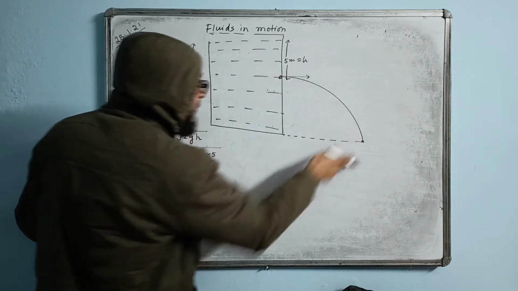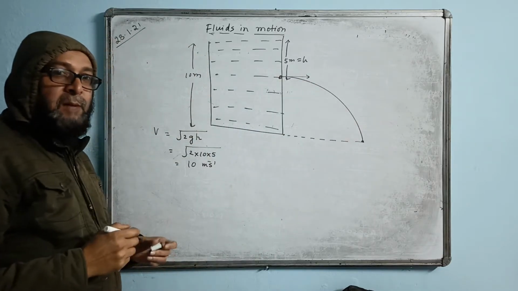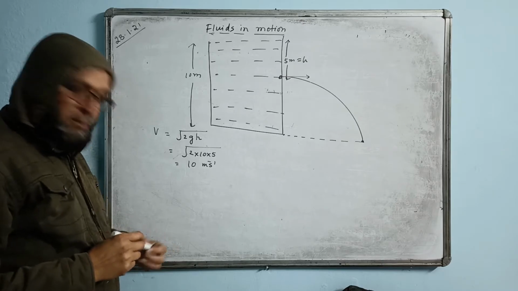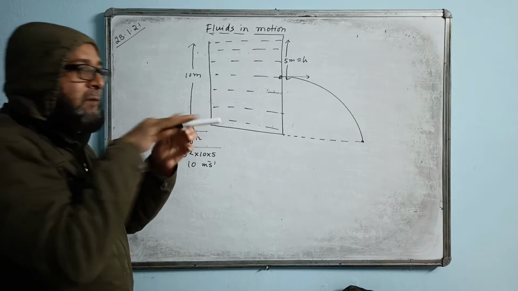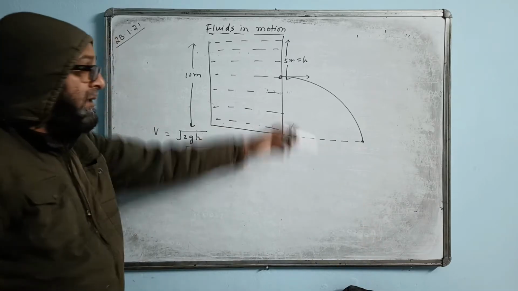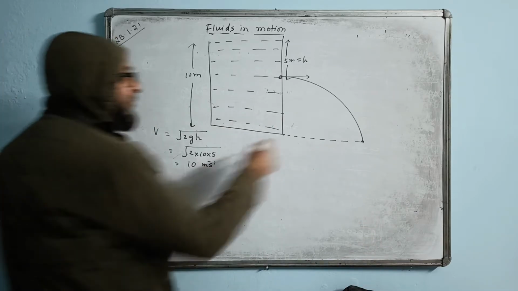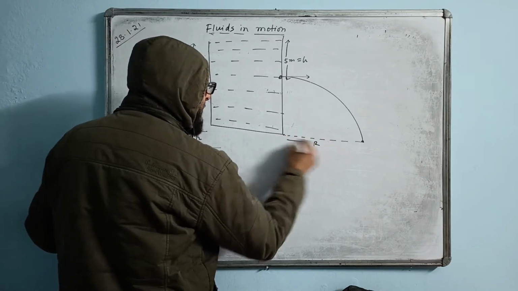Now this is the projectile motion. I think you remember chapter number 3. When anything is thrown horizontally, it falls on the ground in a parabolic path like this. And how do we find the value of range? This is the range.